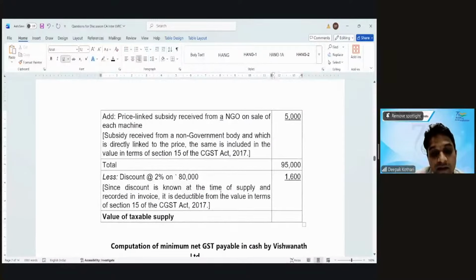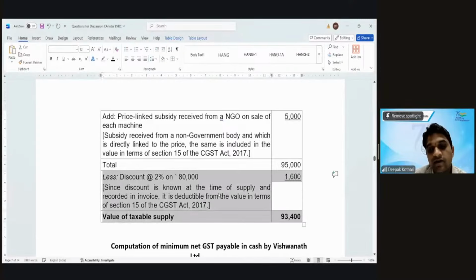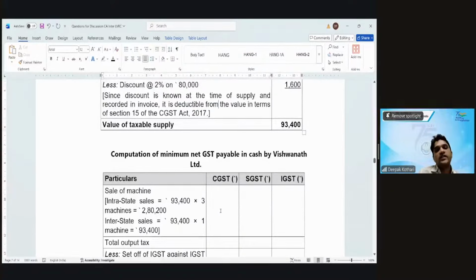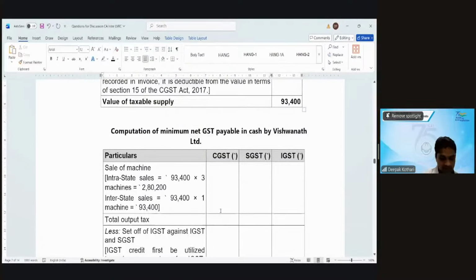And it is deductible because it is mentioned in the terms of the invoice and recorded in the invoice. That is another condition. Okay. So after discount, it is 93,400. Now, what is the GST payable? This you can calculate very easily, right?